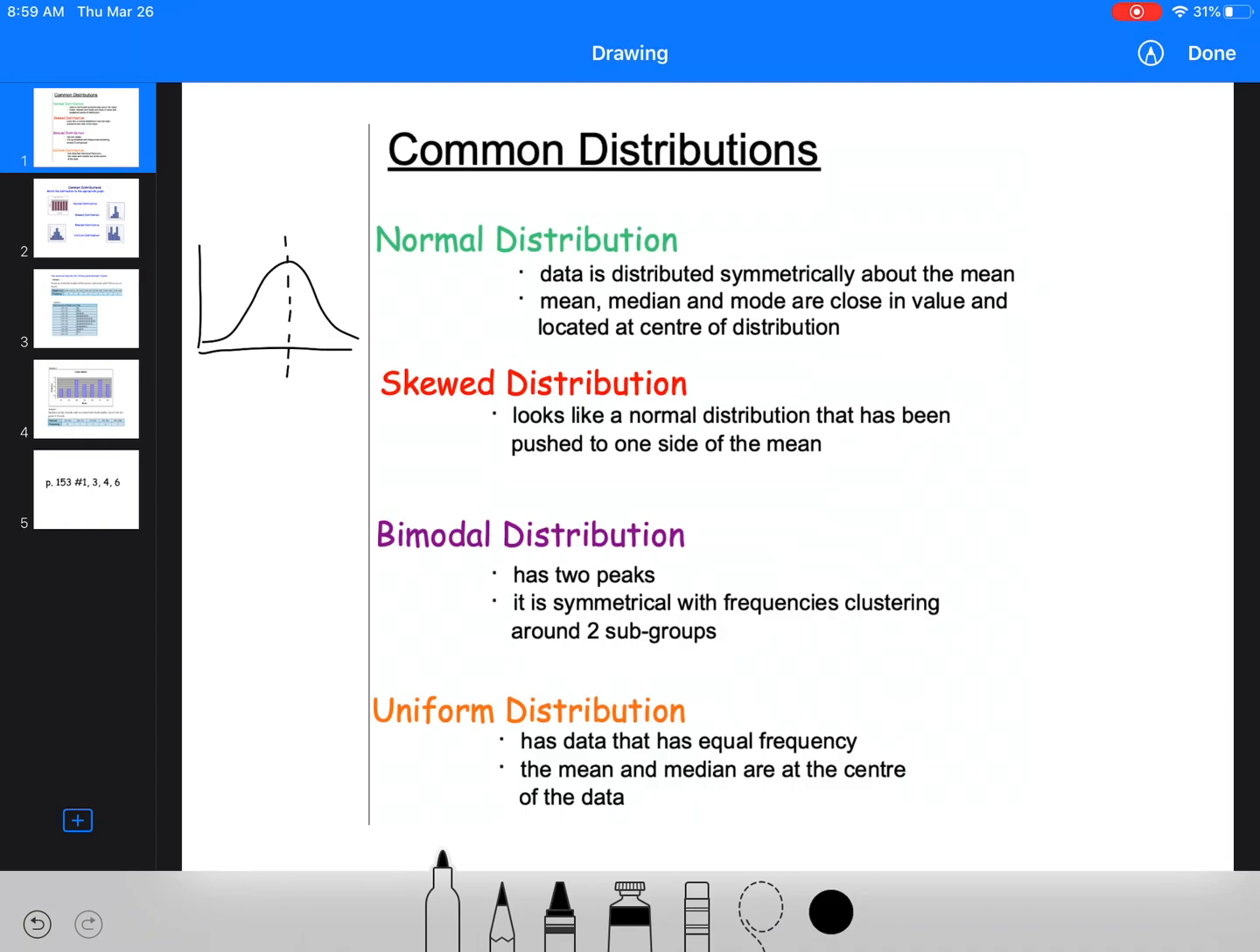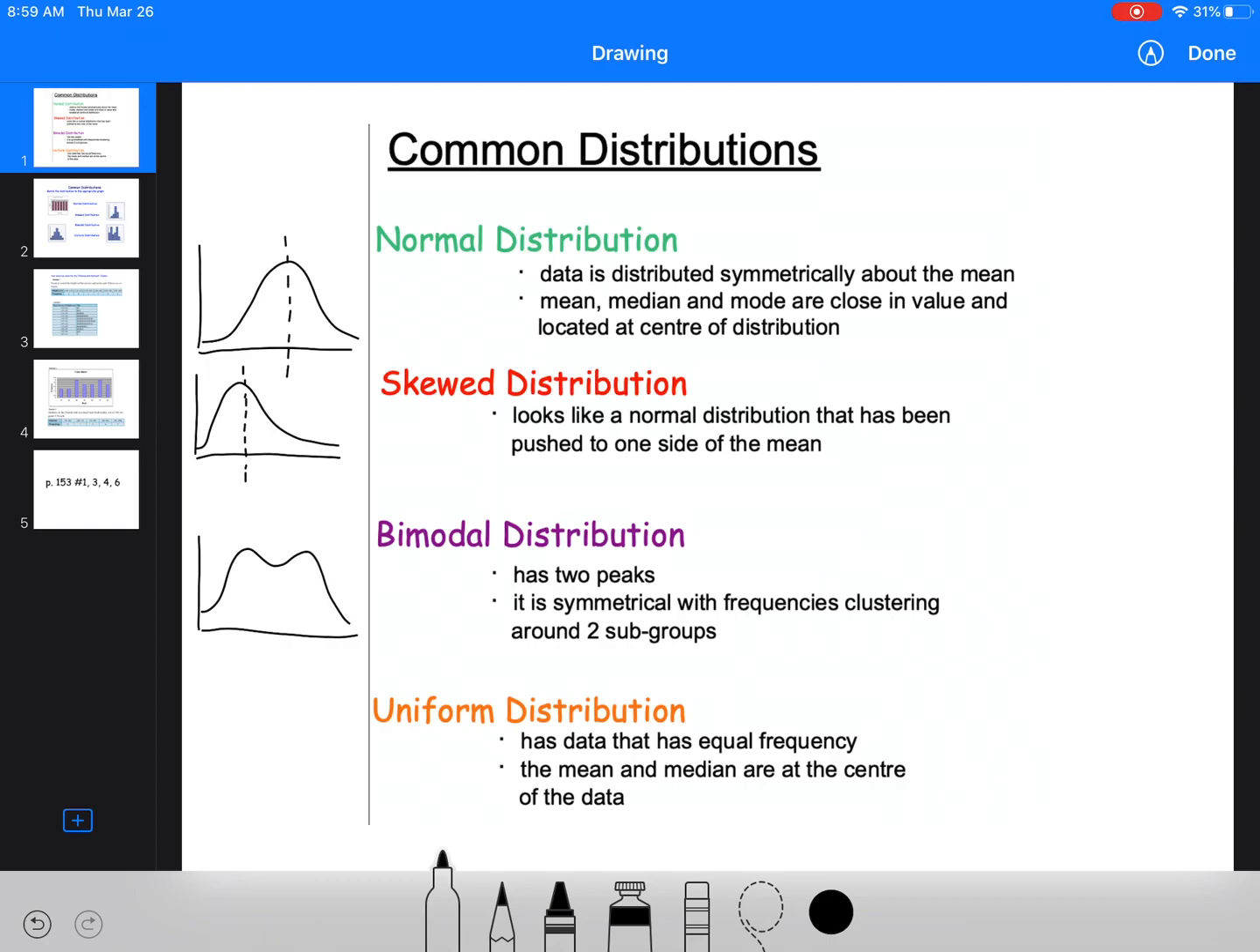Now, a skewed distribution looks like a normal distribution has been pushed to one side. It could go either way. I'm going to just push it to the left here. So it kind of looks like it's been pushed to one side, so the mean might be right there. It's been moved over. Bimodal means that there's two peaks.